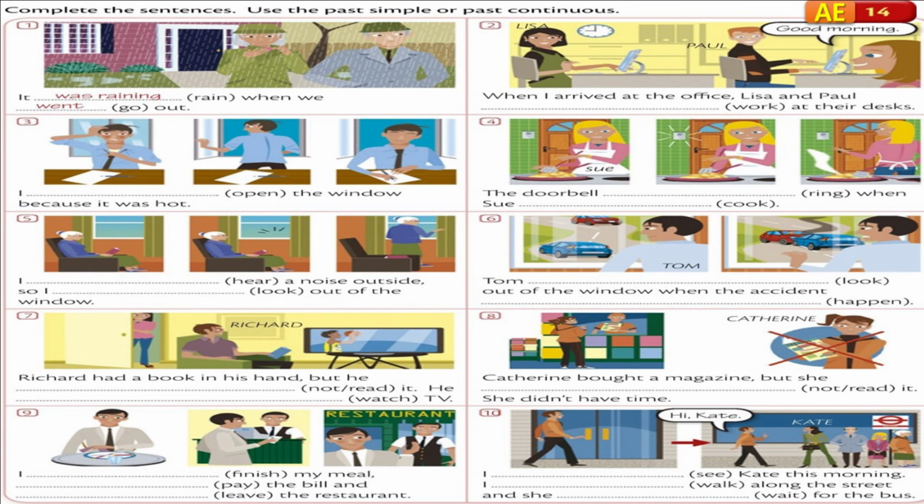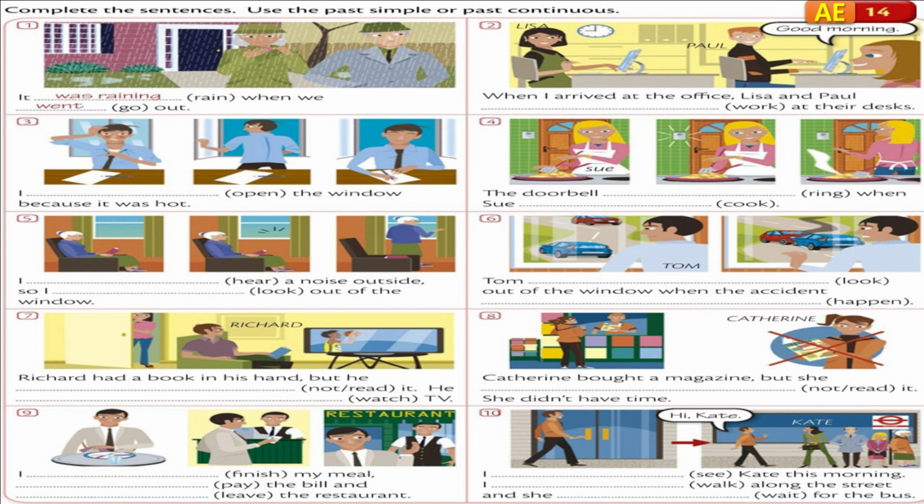Number 4. The doorbell rang when Sue was cooking. Number 5. I heard a noise outside, so I looked out of the window. Number 6. Tom was looking out of the window when the accident happened. Number 7. Richard had a book in his hand, but he was not reading it. He was watching TV.